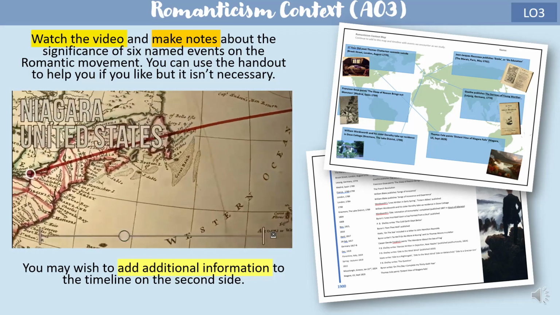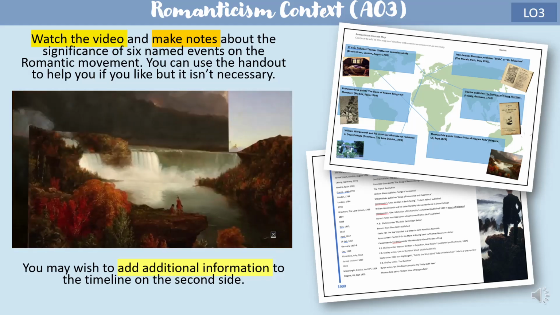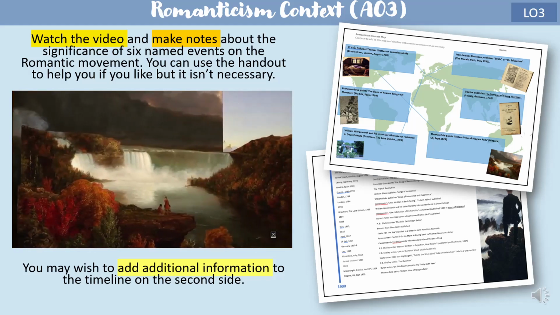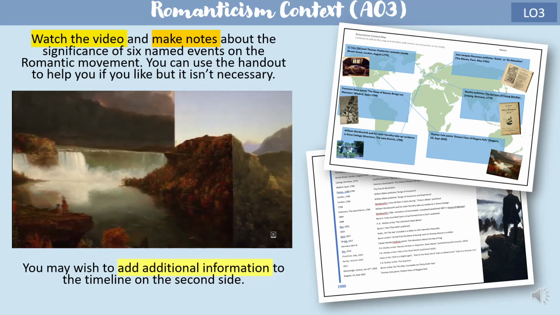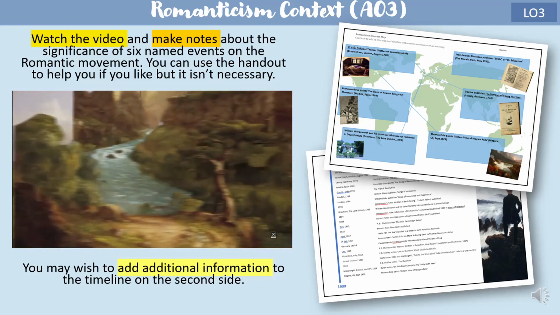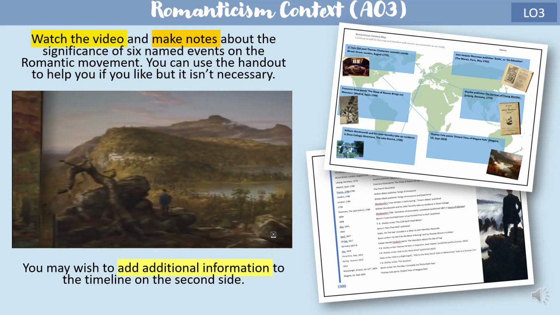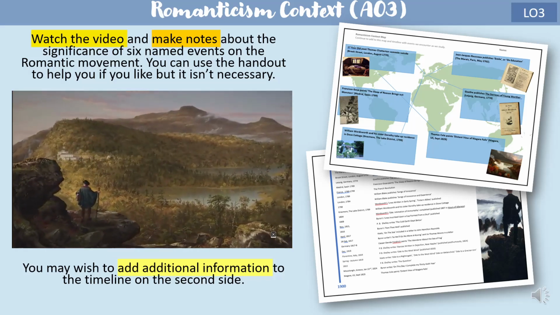Niagara, United States, September 1829. The American painter Thomas Cole paints one of his most characteristic images of the mighty Niagara Falls with a couple of Native Americans in the foreground. Cole makes his name as a painter of sublime scenes, vast landscapes of the American interior, showing nature at its most dignified and impressive. Man looks lost and puny by comparison.